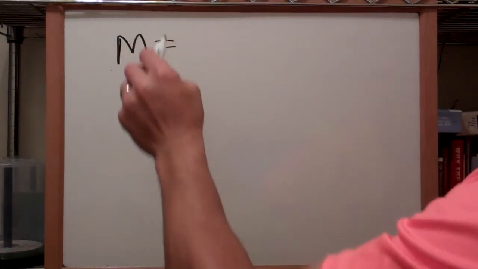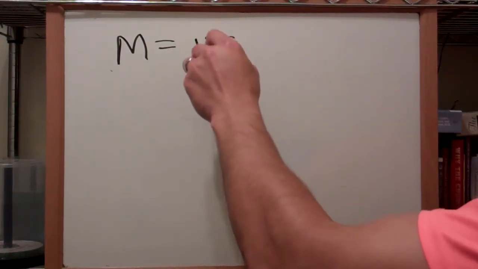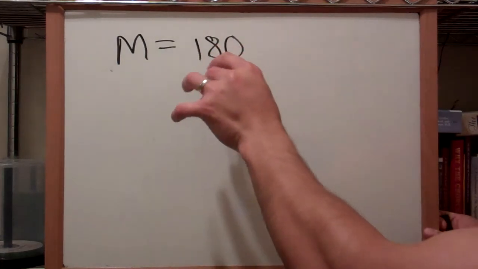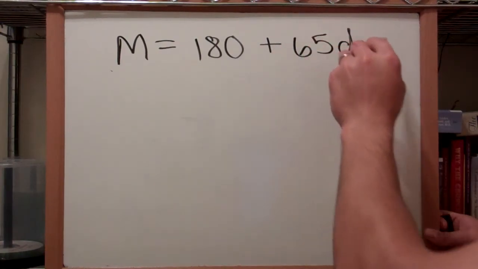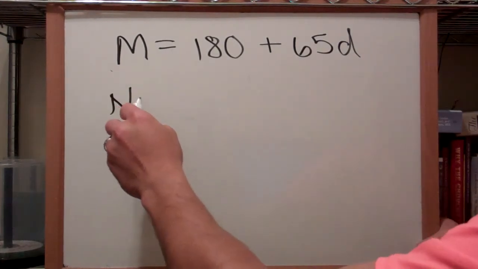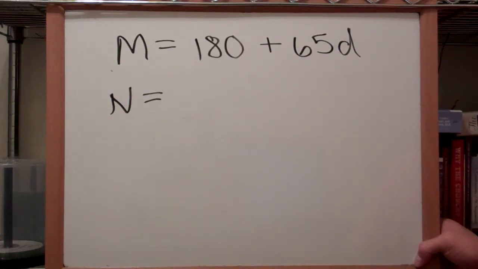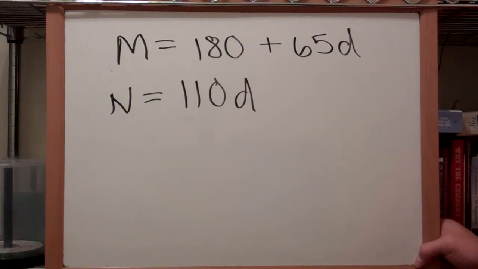So here we can say M will represent how much money a member of the club will pay. And since they have to pay a $180 membership fee, we have to calculate that in, plus $65 for every deer that they shoot. So D represents the number of deer that they shoot at the club on their property. And then in part B it says, write the same equation for a non-member. So N is going to represent the amount of money that a non-member would pay, and they have to pay $110 for every deer that they shoot. So D is the number of deer that they shoot.